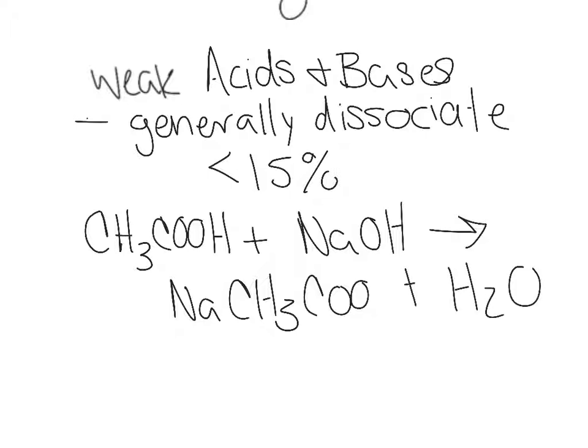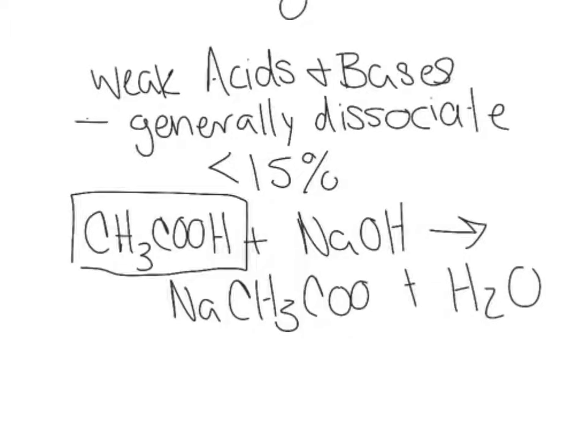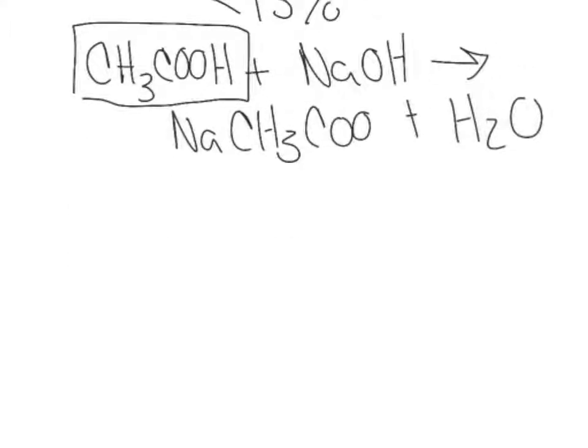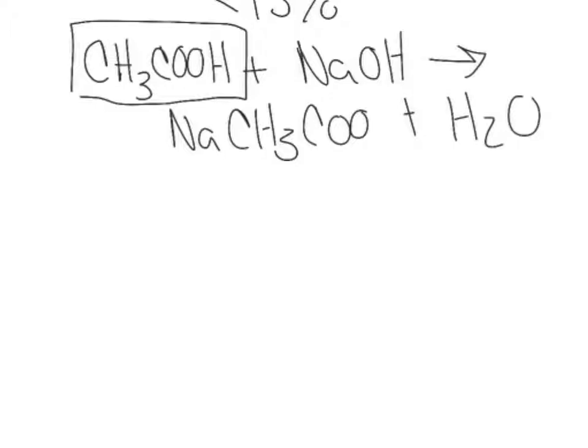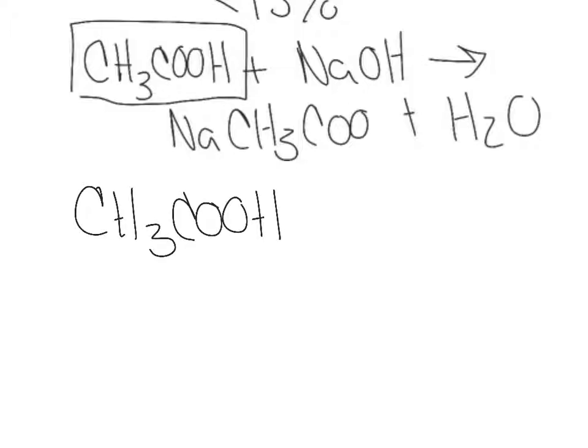The problem here is that this acetic acid is a weak acid, so it's not going to dissociate completely. It's only going to give off about 15% of its hydrogens. It's only going to split up a little bit into its ions. So the acetic acid isn't going to be all the way over into splitting up into ions. What's happening with the acetic acid itself, we have something that looks like this.